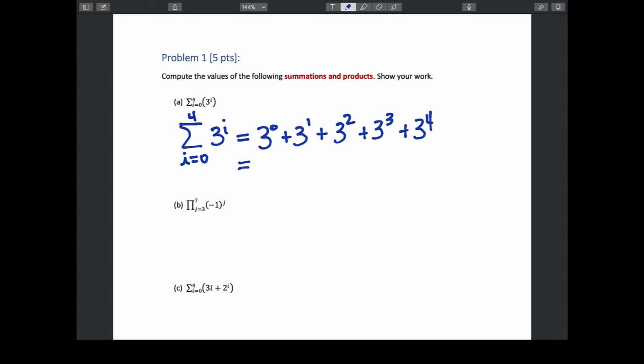And so this is the same as 1 plus 3 plus 9 plus 27, plus that times 3, so 81. And we can add those all up. We get 4, plus 9 is 13, plus 27 becomes 40, plus 81 is 121.